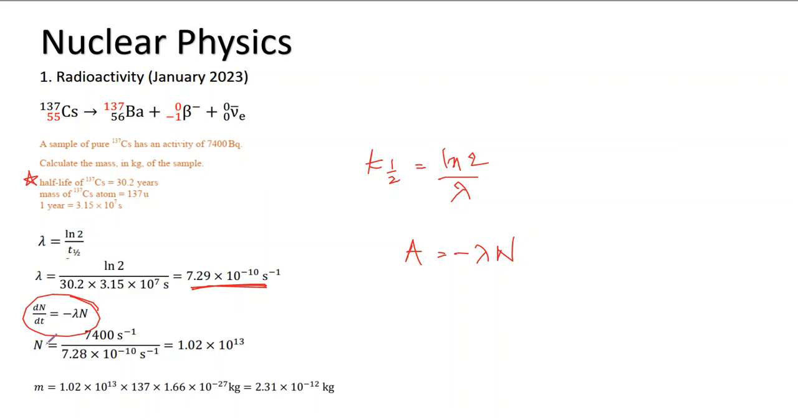Then you find out N. You find out that this is the number of atoms. If one atom has a value of 137 u, u is unified atomic mass, then 1.02 times 10 to the power 13 would be equal to 1.02 times 137, but that would be in u. But you have to find out the mass in kg. That's what's specifically said in the question. So how do you convert u to kg? Multiply it with 1.66 times 10 to the power minus 27. Do not mix it up with the mass of a proton, which is 1.67 times 10 to the power minus 27. I see a lot of students confusing u and mass of a proton.